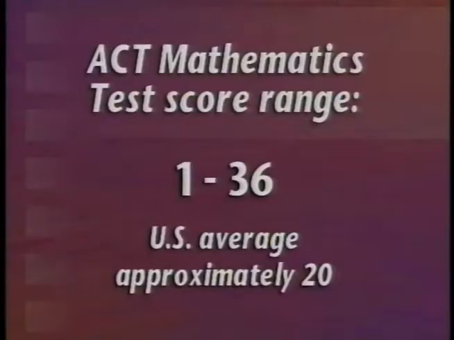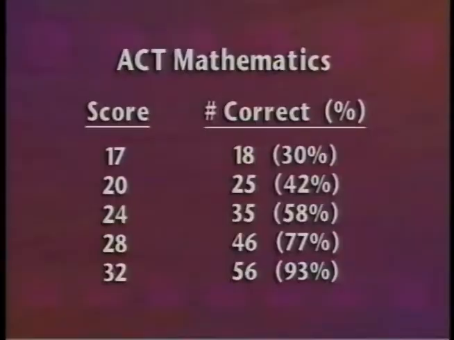You will receive a score on the ACT mathematics test ranging from a minimum of 1 to a maximum of 36. A score of 20 is approximately at the national average. The following chart indicates how many of the 60 questions you need to answer correctly to receive various scores on the test.